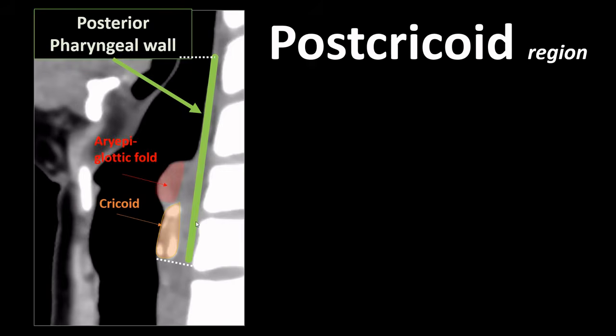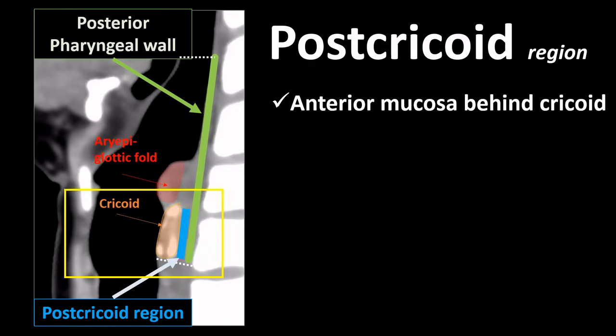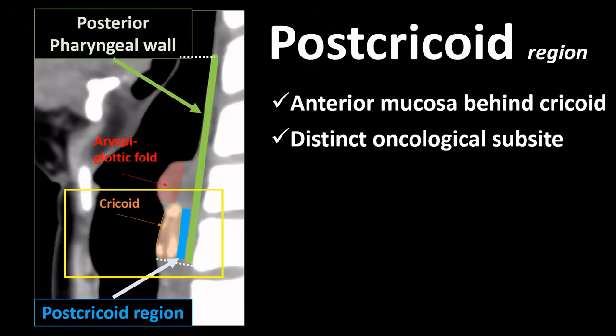We also have the postcricoid region, and this is a difficult region to understand and visualize. I also indicated here the aryepiglottic fold, which you can see above the cricoid in this patient. And what is the postcricoid region? Well, it's a region located behind the cricoid. It's basically the mucosa behind the cricoid, but not all mucosa, the anterior mucosa, because the posterior belongs to the posterior hypopharyngeal wall. Why do we make this distinction?